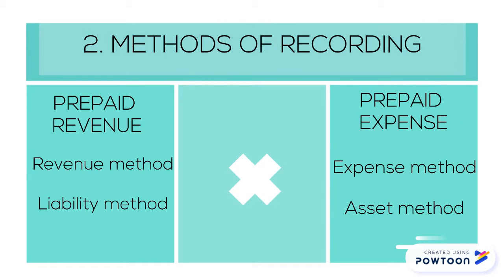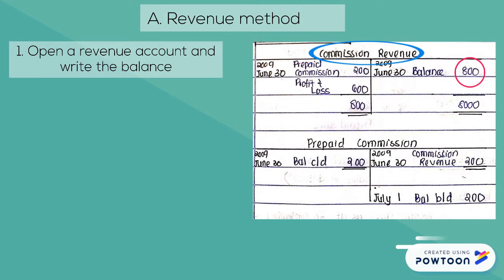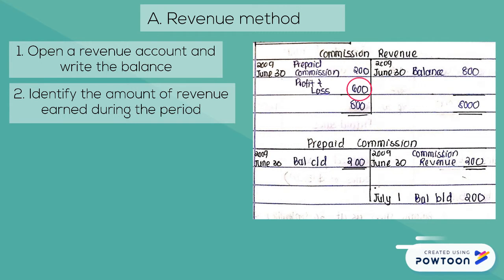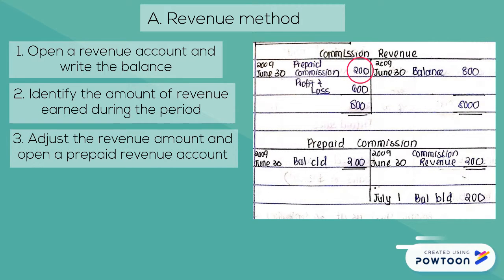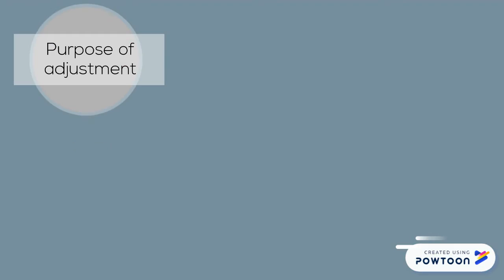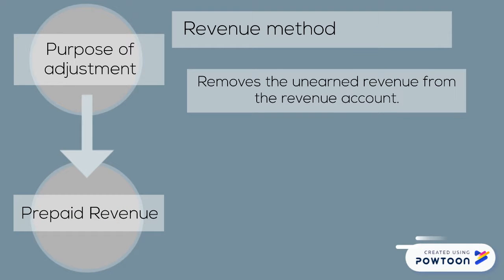and asset method. For the revenue method, firstly, open a revenue account and write the balance. Second, identify the amount of revenue earned during the period. Third, adjust the revenue amount and open a prepaid revenue account. And lastly, balance off the prepaid revenue account. The use of the revenue method is, first, to remove the unearned revenue from the revenue account.